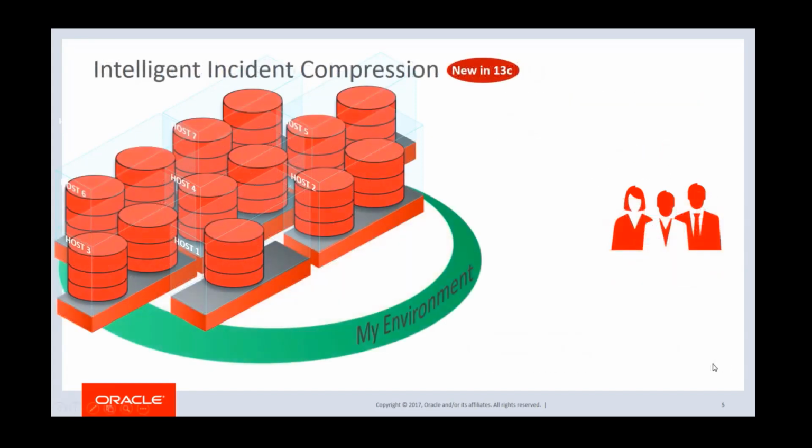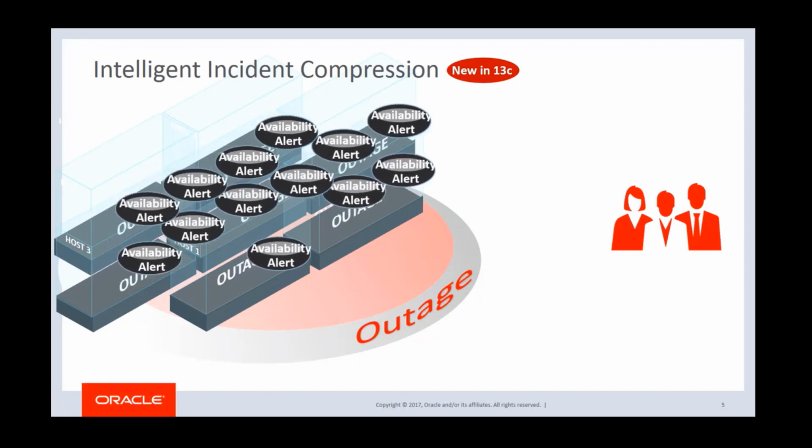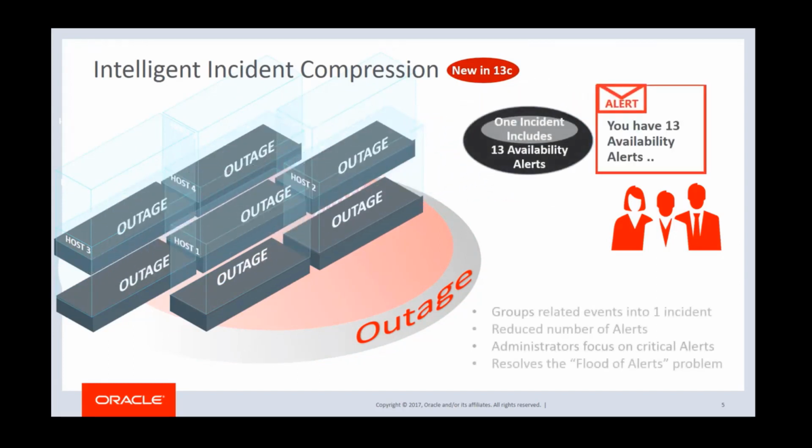In Enterprise Manager 13c, we introduced the Intelligent Incident Compression feature to particularly address these types of use cases. Using this feature, when a host or multiple hosts or even the entire site goes down, Enterprise Manager groups related events into a single incident, and as a result, you can configure it to send out only one email notification to administrators. This way, you can focus on real issues that truly need your attention. So this is a very high-level overview of the incident compression feature.